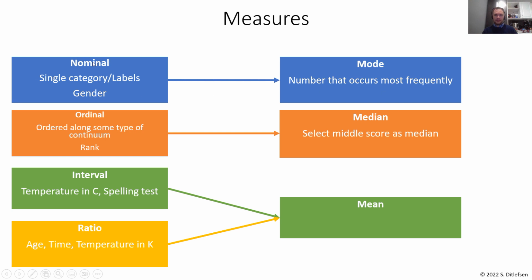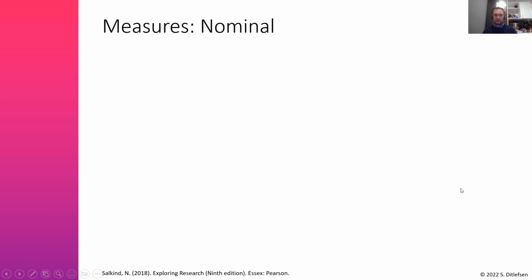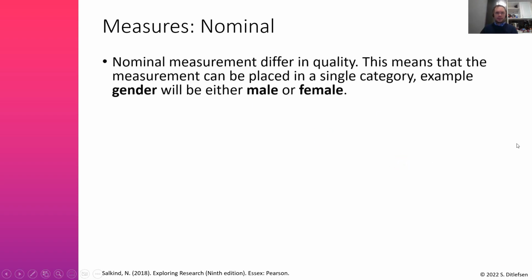Now we're going in depth into nominal, ordinal, interval, and ratio. So we're starting with nominal. Nominal measures differ in quality. This means that the measurement can be placed in a single category. Example, gender will be either male or female. Okay, what does this mean? Quality. They differ in quality. So quality means category.